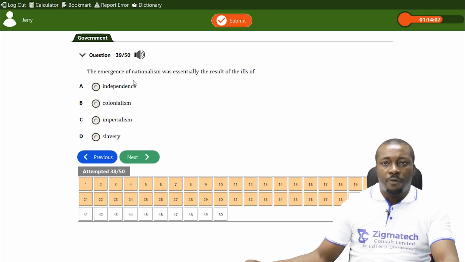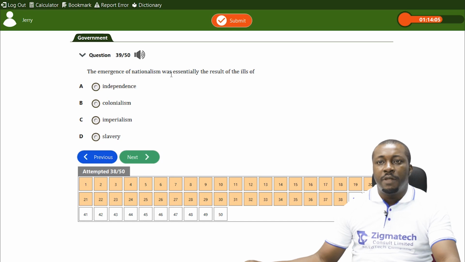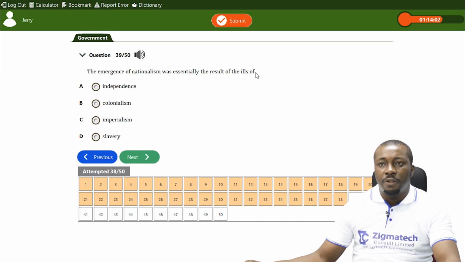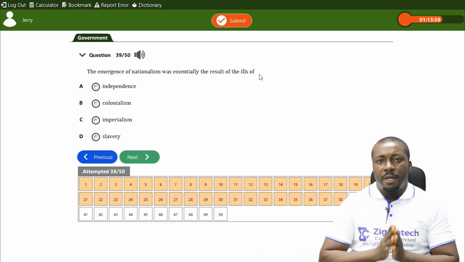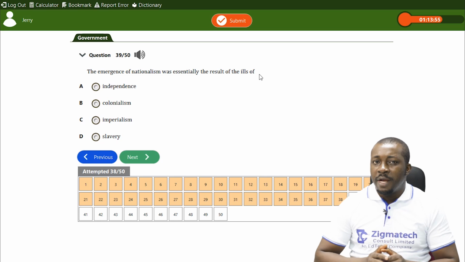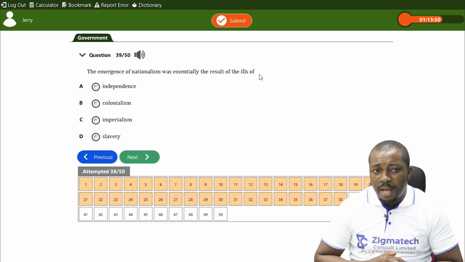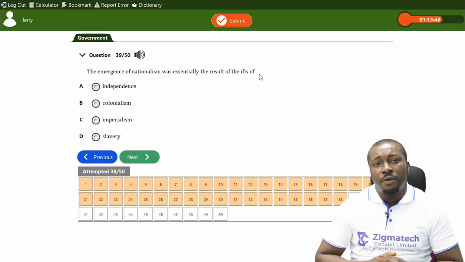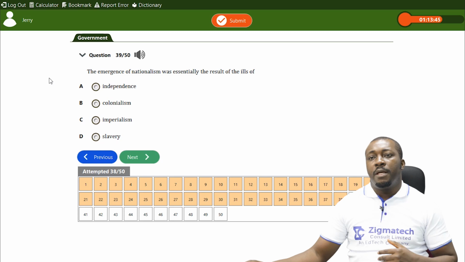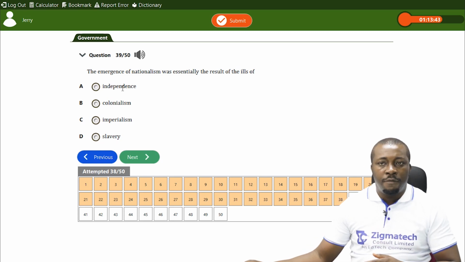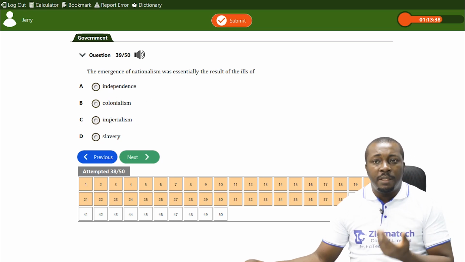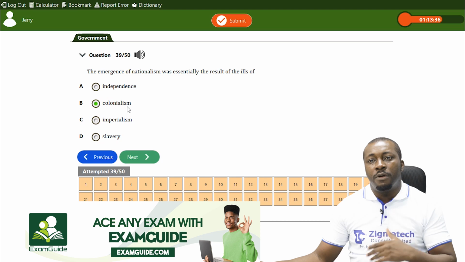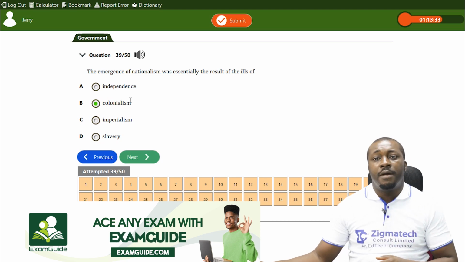Now, question 39 says, the emergence of nationalism was essentially the result of the ills... It tests your knowledge of nationalism. Now, nationalism has to do with the reaction of colonized people against colonialism and the practices associated with colonialism. It is based on the ills of colonialism, not of independence. Of course, the ultimate aim of nationalism is independence. It is against colonialism. It's in the context of colonialism that we talk about nationalism.